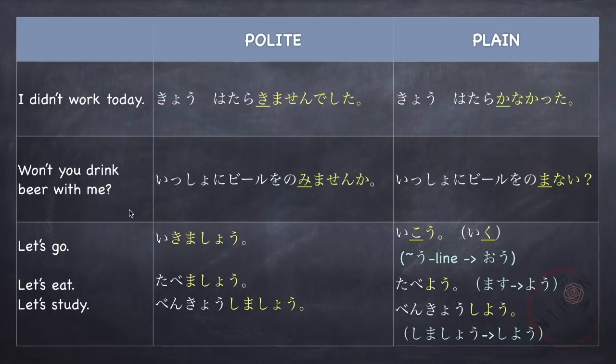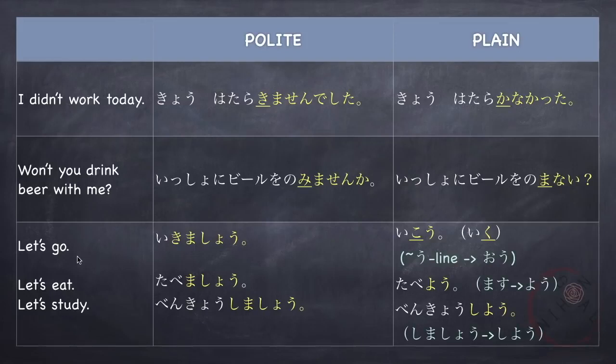Won't you drink beer with me? So here we are inviting someone. 一緒にビールを飲みませんか? In plain form, 一緒にビールを飲まない? Here we use the ない form of the verb. Syllable み becomes ま、飲まない。Then, we said it with a rising intonation to change it into a question. 一緒にビールを飲まない?